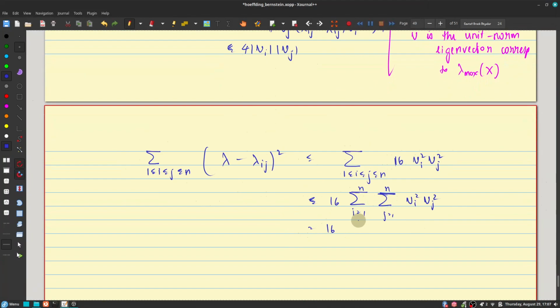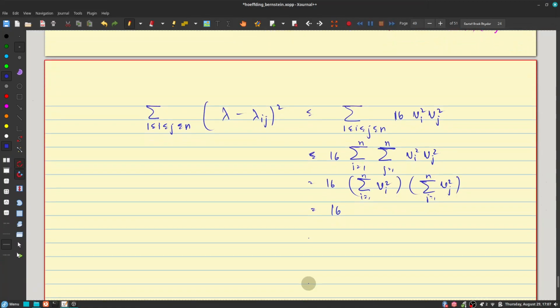16 times the summation i equal to 1 to n vi square times the summation j equal to 1 to n vj square. Yep, the 2 norm square of vi and vj, and what is the 2 norm of v? 1, right? So this is equal to 16, right? So this is it.